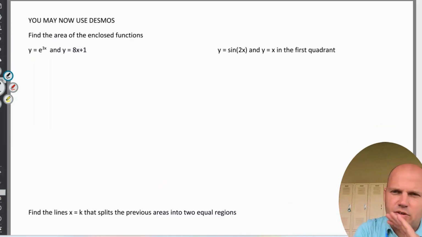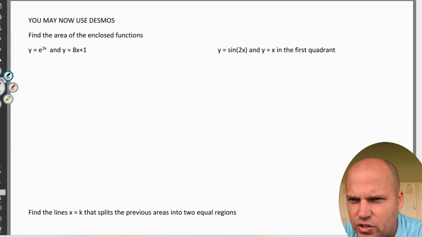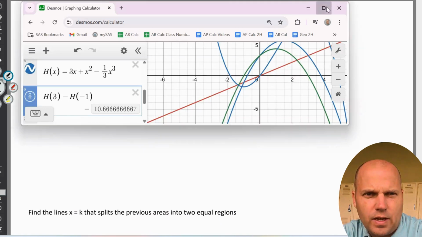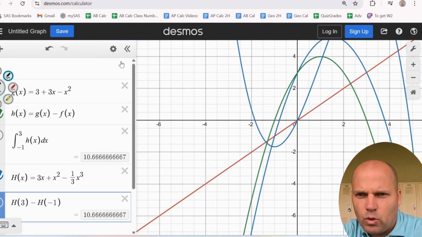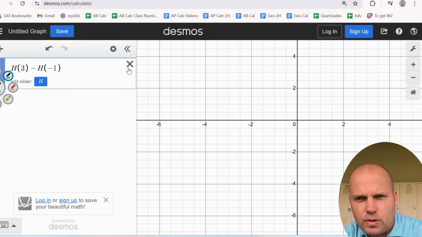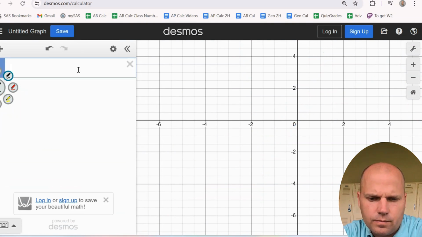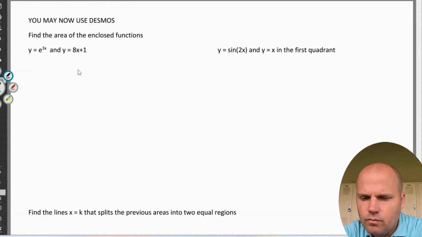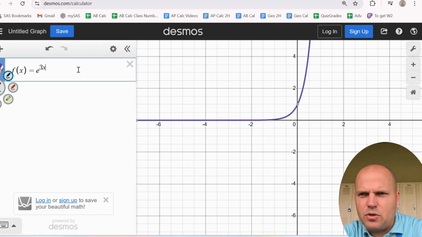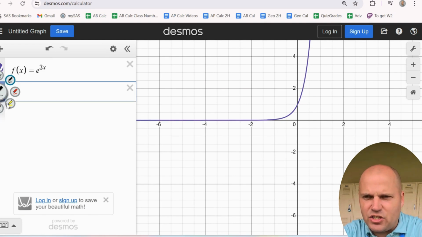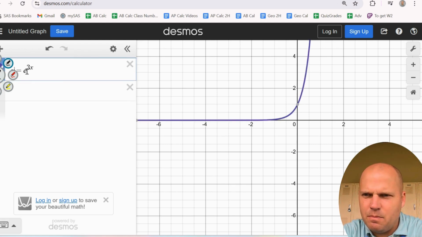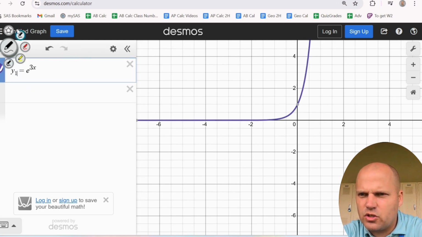All right, we may now use Desmos. Find the area of the enclosed functions: y equals e to the 3x and y equals 8x plus 1. Let's go. What's great about this is I'm using f of x and g of x instead of y, because if I use y, I'd have to distinguish them between y1 and y2, which I think I can do. So let's just do it that way.